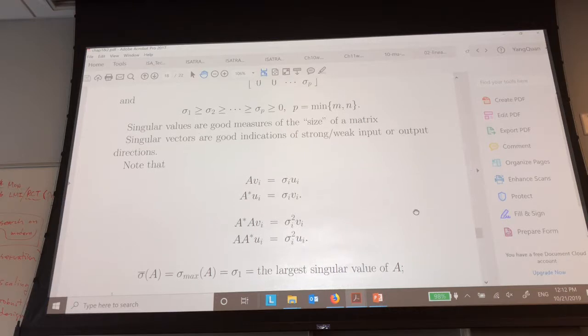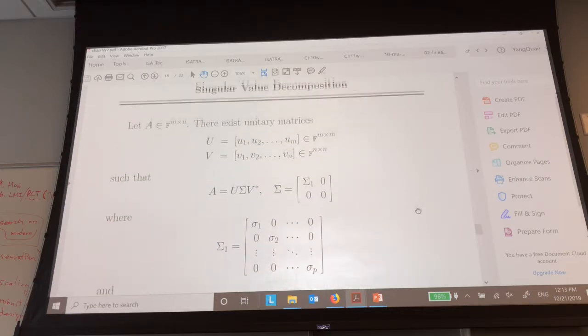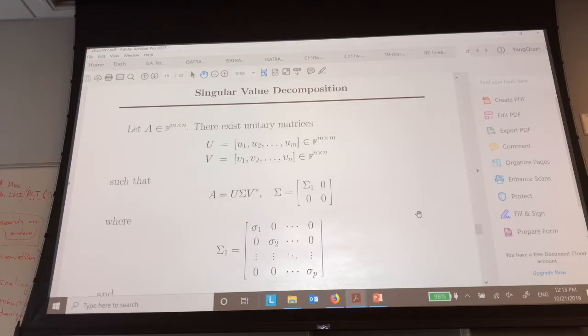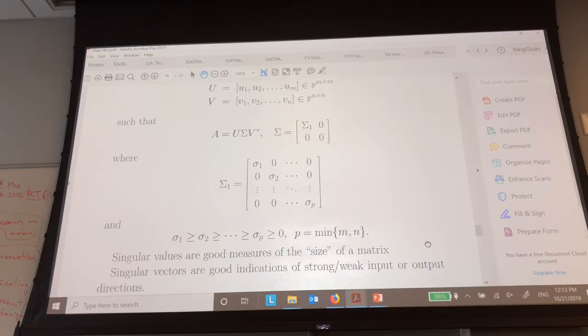So in that sense, we can write A V_i equals sigma_i U_i. There's one thing we should say: U transpose U and V transpose V should form an identity, so called unitary matrices. So U and V are square matrices, but the square matrices U and V have U transpose U equal to the identity. So that's one unitary.